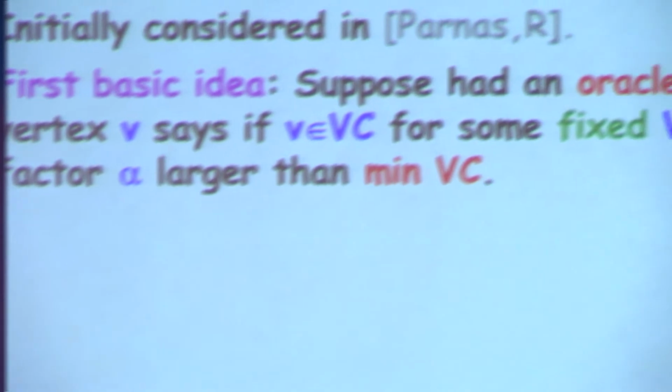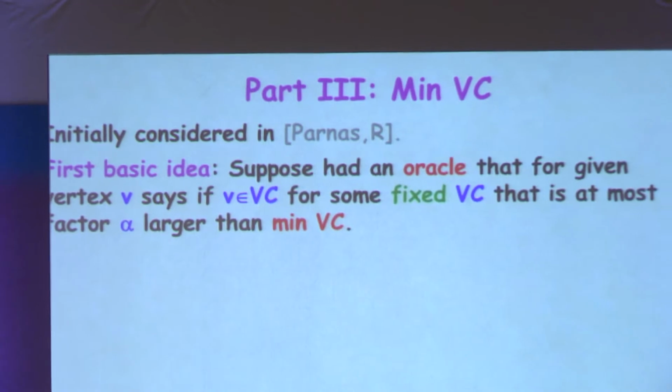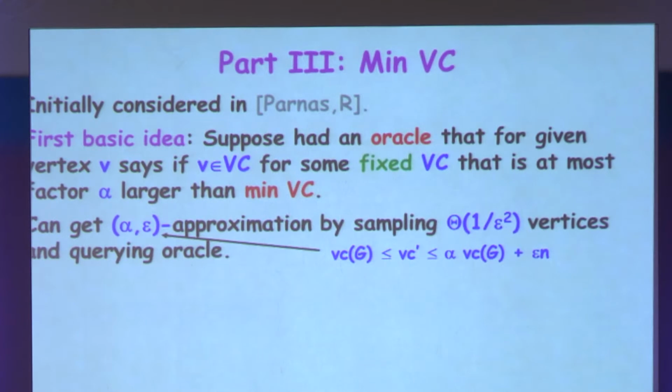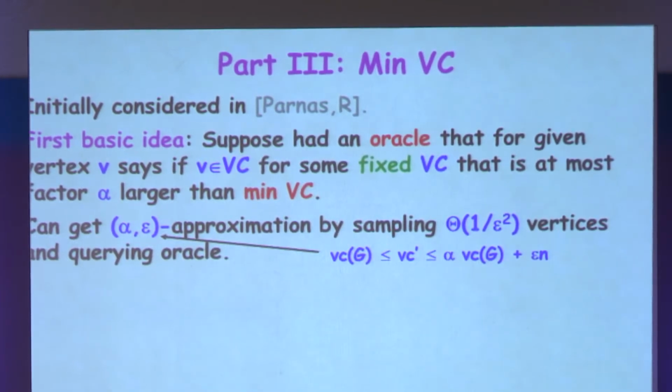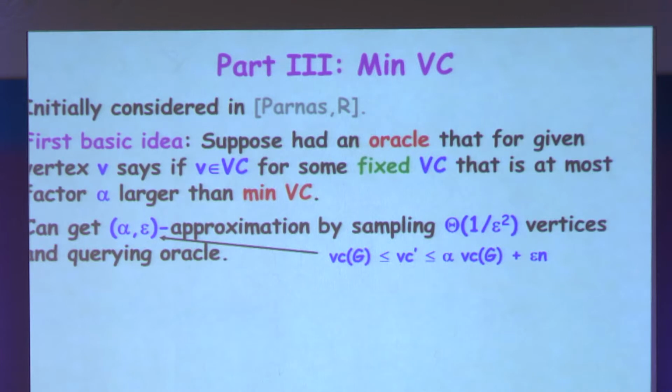So this would reduce the problem: if I want to do something sublinearly, and I have such an oracle, then I would get an (alpha, epsilon) approximation. I'll just remind you what that means: a multiplicative factor of alpha and an additive error of epsilon n. Just by sampling, I would sample 1 over epsilon squared vertices, so that the Chernoff bounds will work, and for each I would ask the oracle. The error would be the combination of the fact that the oracle answers according to a vertex cover that is not of minimum size but alpha approximate, and the sampling error of the algorithm.